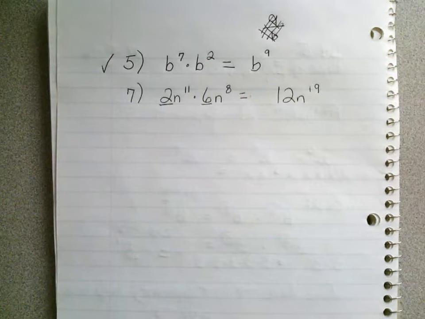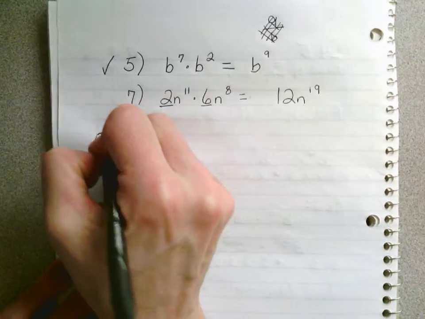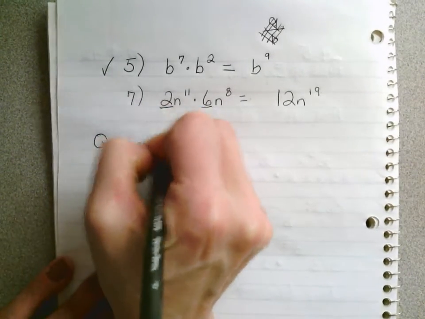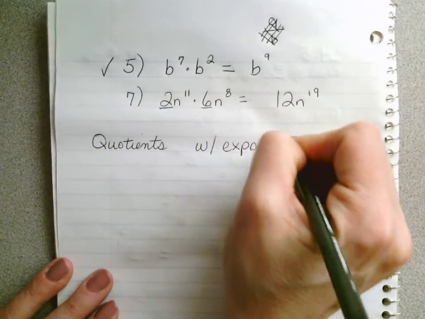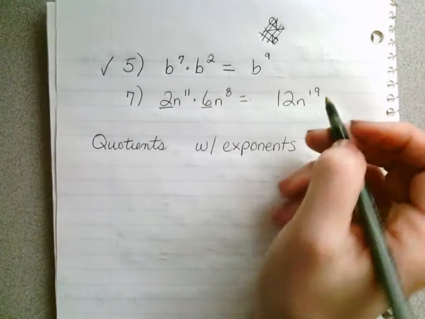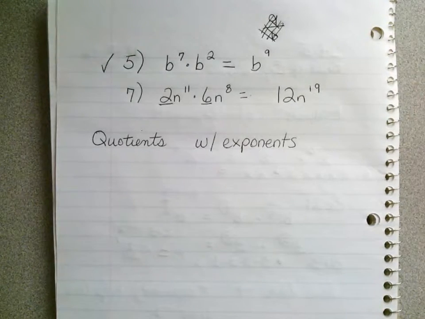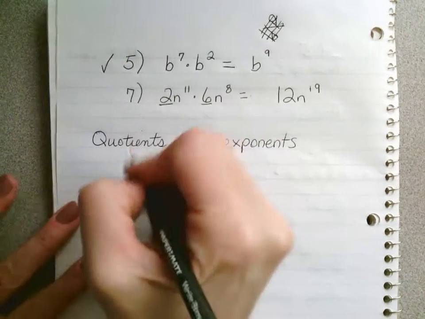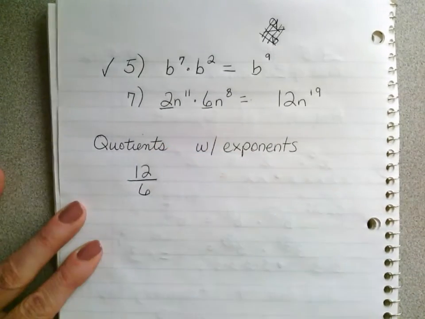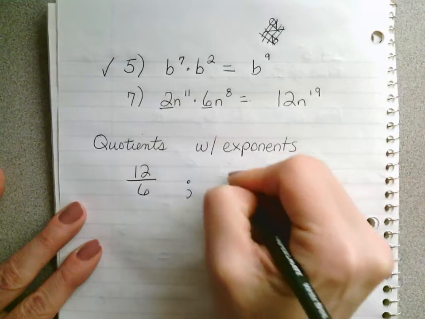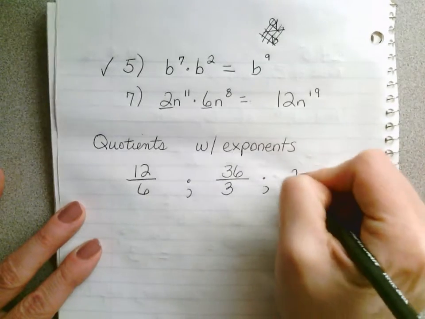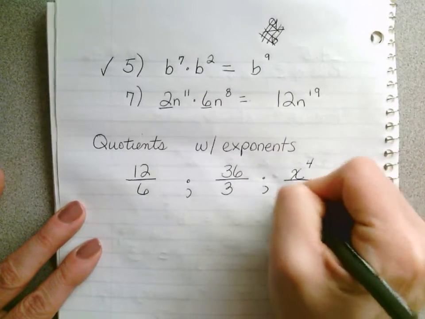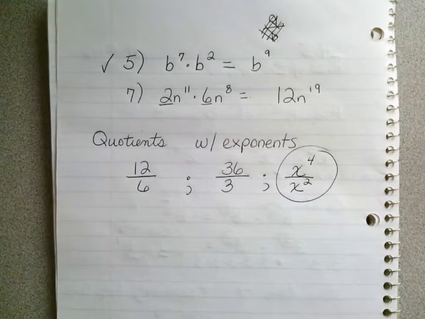We're going to go ahead and head into quotients with respect to exponents. Normally what you're going to see from here on out, folks, is not the little division symbol anymore. You're going to see division expressed like this, or 36 divided by 3, or take, for example, x to the 4th divided by x to the 2nd. This is the kind of thing we're going to be addressing right now.